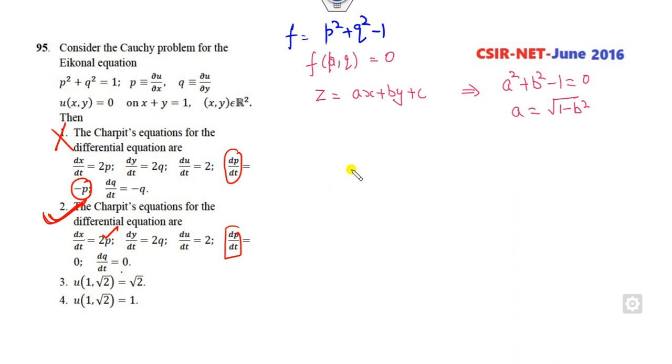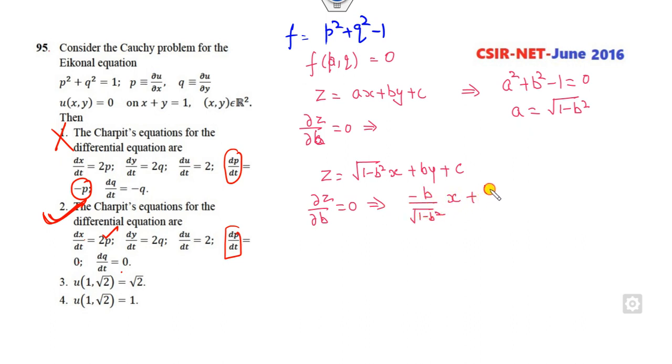How can you find the value of a or b? How can you solve that? That's again simple. We can substitute the value of a. I can substitute the value of b here firstly. What is z? z is root of 1 minus b square times x plus by plus c. I can take the partial derivative with respect to b as 0: minus b over root of 1 minus b square times x plus y is equal to 0. From here I can see y over x is b over root of 1 minus b square.